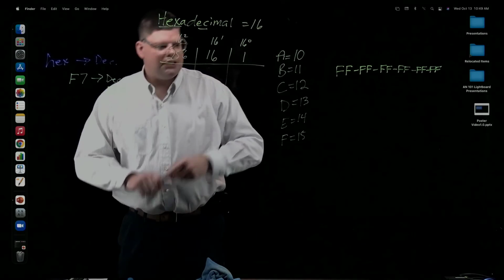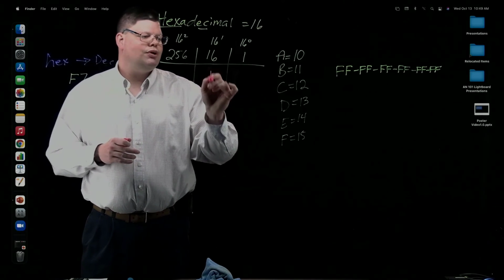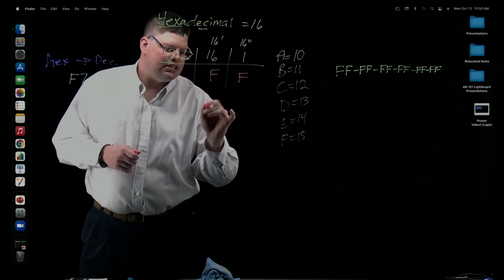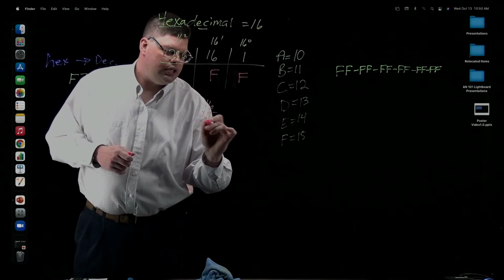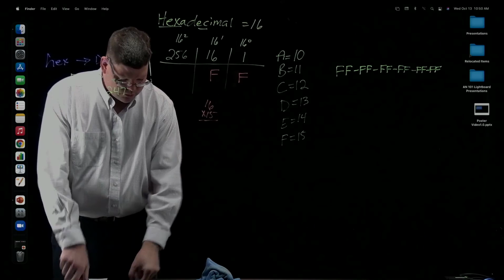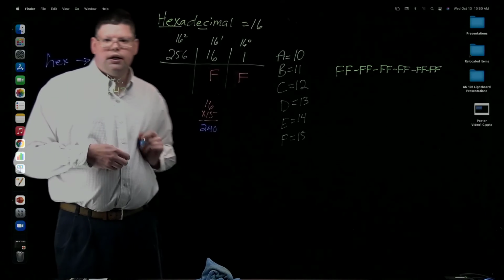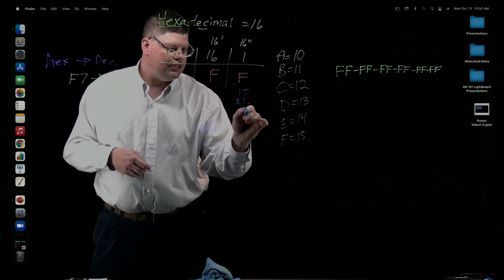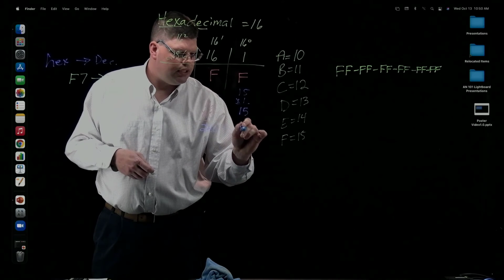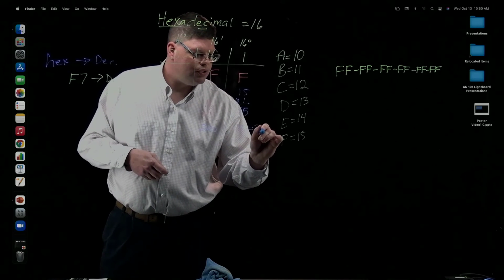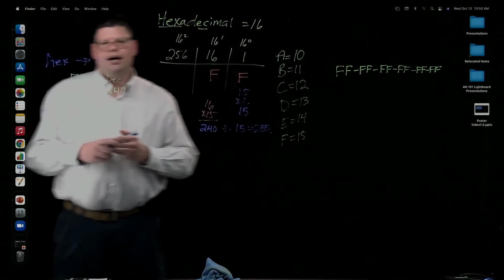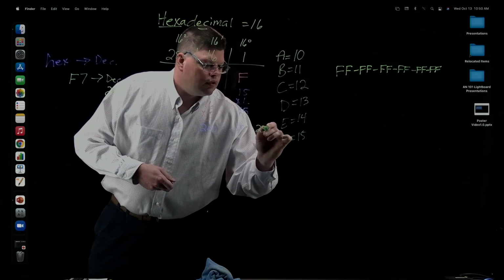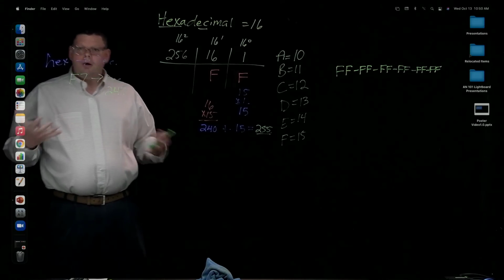And if you know anything magical here, this is where binary and hexadecimal come together. If you were to convert this out, this is 15 times 16, which is 240. Now, this is going to be 15 times 1, which is 15, and we're going to say 240 plus 15, and that is going to equal 255. So where did we see that number before?